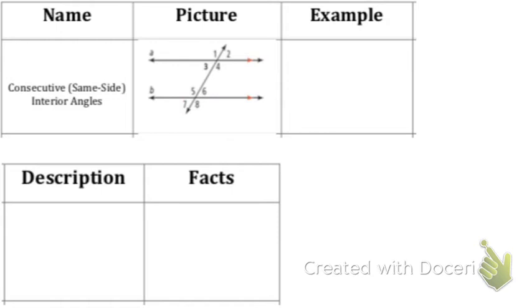Or they could be consecutive, or same side interior angles. What does consecutive mean? Okay, Bailey. Can you go back a bit? I haven't got the example.